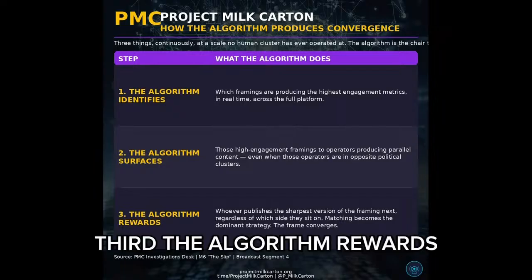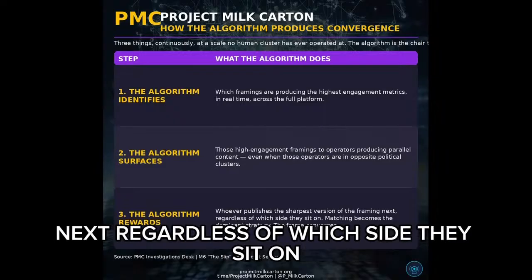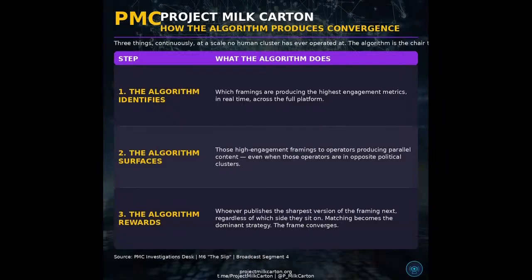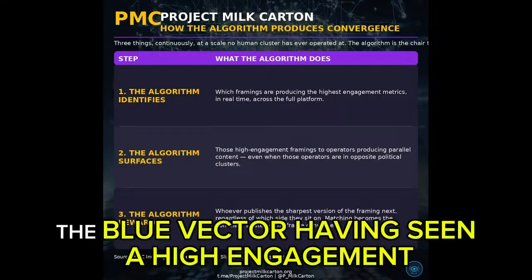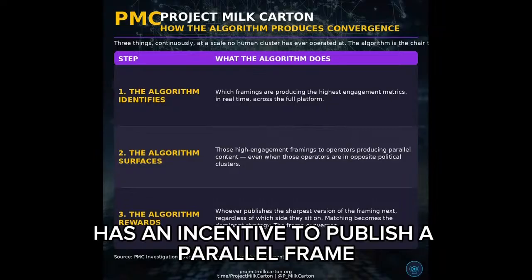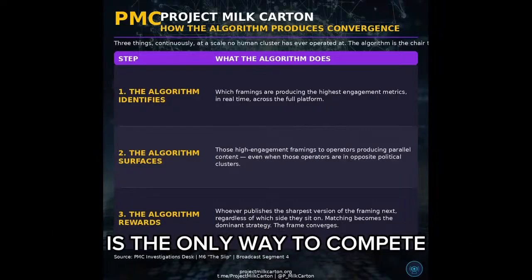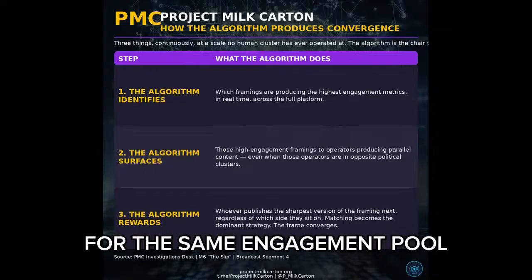Third, the algorithm rewards whoever publishes the sharpest version of the frame next, regardless of which side they sit on. The blue vector, having seen a high engagement framing in its environment, has an incentive to publish a parallel frame within hours, because matching the sharpness is the only way to compete for the same engagement pool.